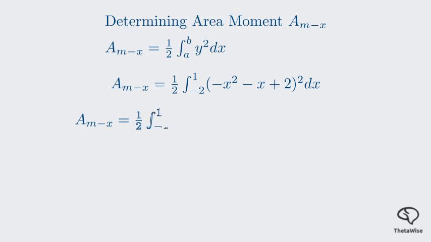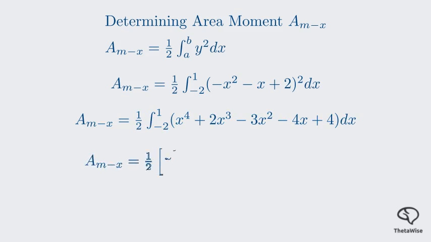It's a bit lengthy, but straightforward to integrate. The expanded form is x to the 4th plus 2x cubed minus 3x squared minus 4x plus 4. Now we integrate each term. This gives x to the 5th over 5 plus x to the 4th over 2 minus x cubed minus 2x squared plus 4x, all multiplied by 1/2.